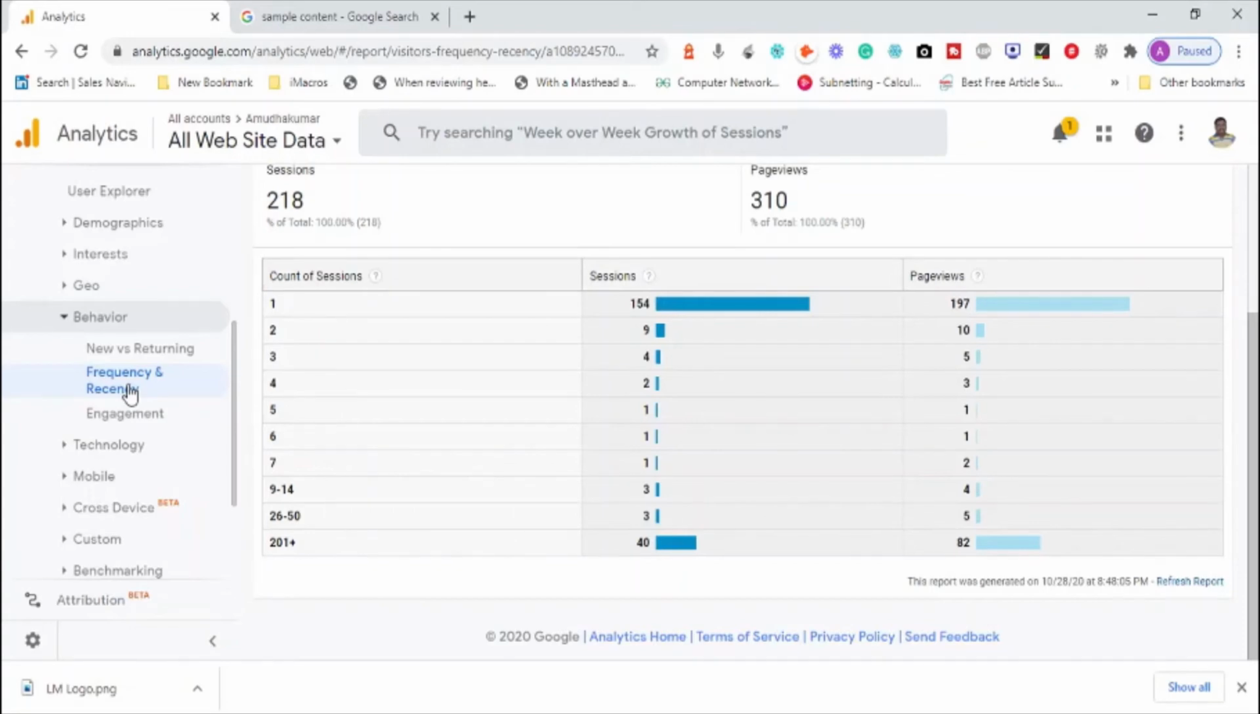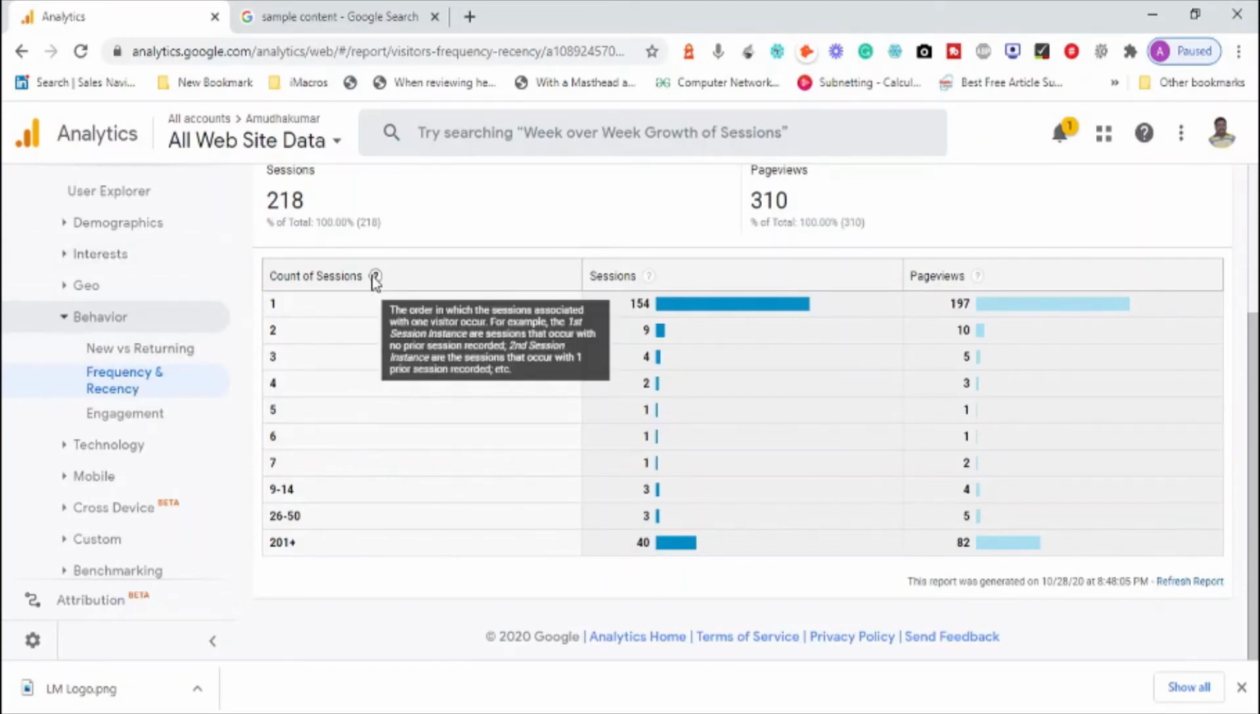Now, the more the number of sessions, the fewer the page views, is what we can observe here. Count of sessions means how many sessions somebody made. Somebody came to a website 154 times, okay, they came to the website only once.